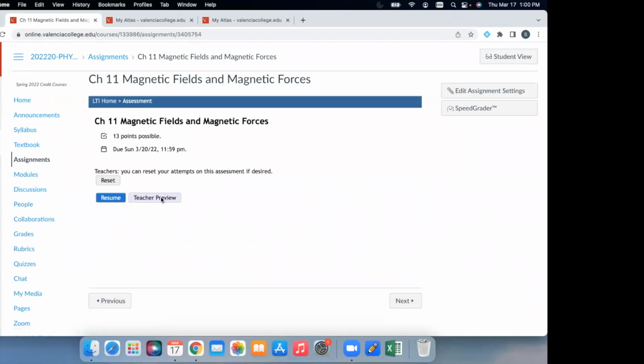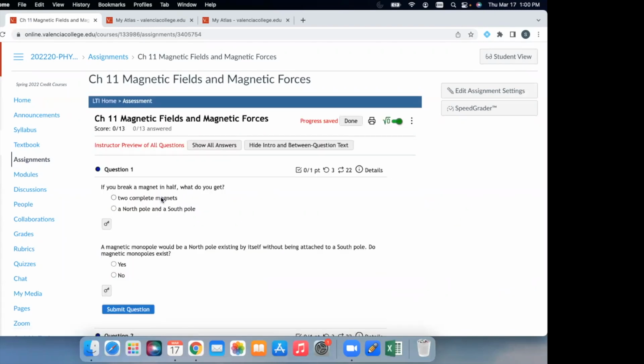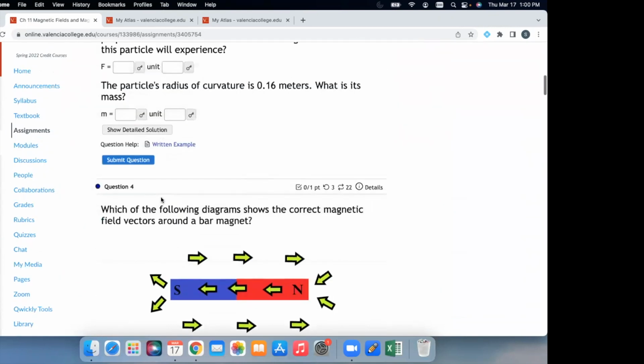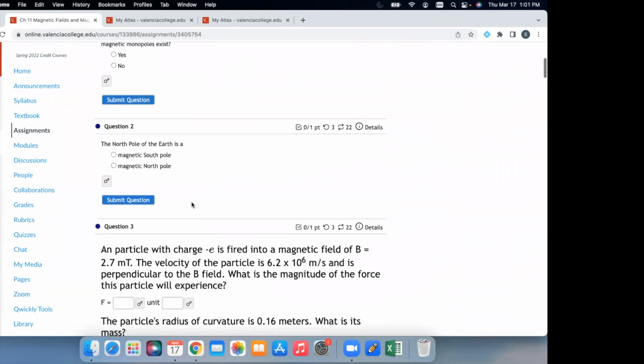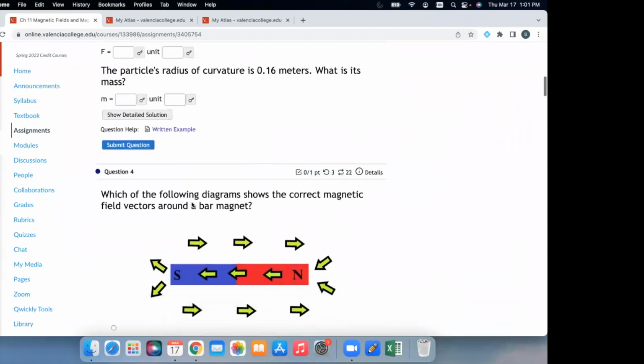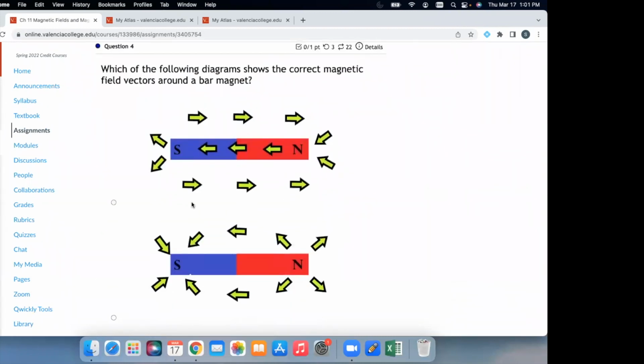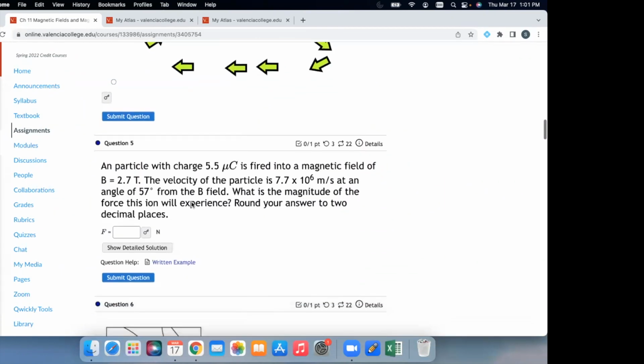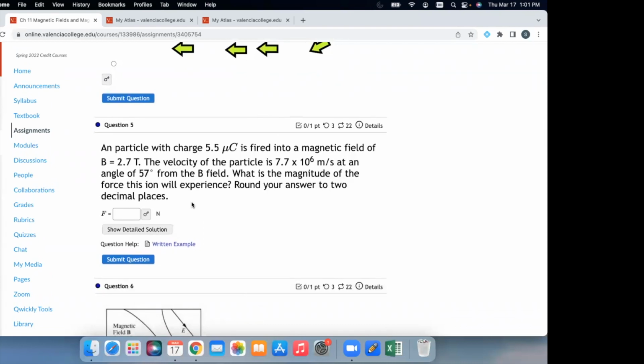Okay, so here's the chapter 11 homework. A bunch of these already have written examples with them, like this one does, so I don't think I'll do anything with those. I really want to go over some of the right-hand rule problems. Okay, some of these are just conceptual and should be easy. Okay, that one has a written example.